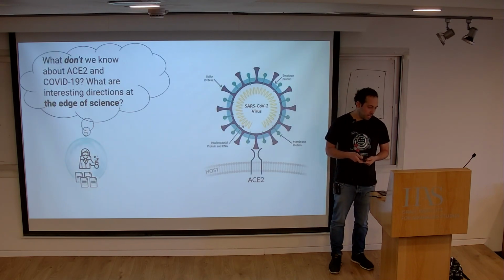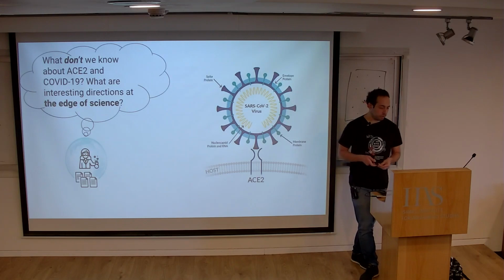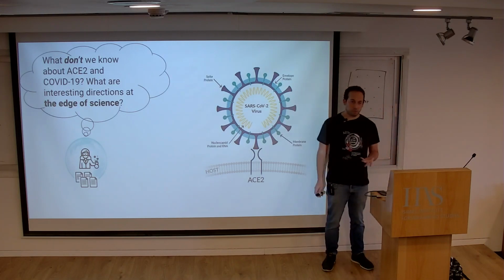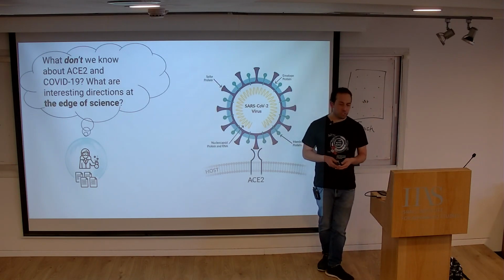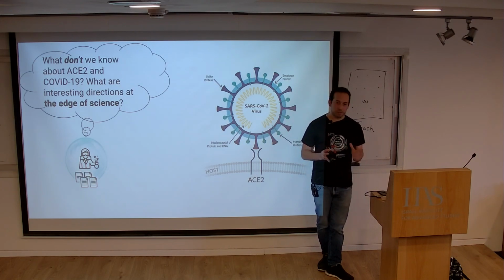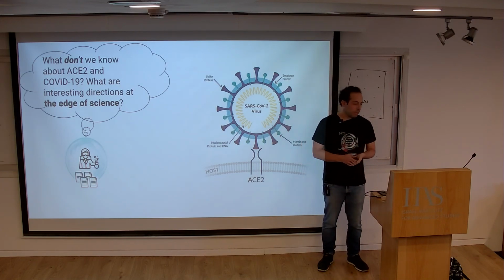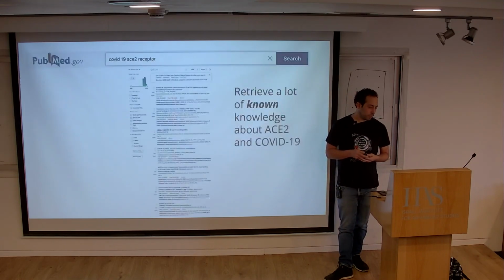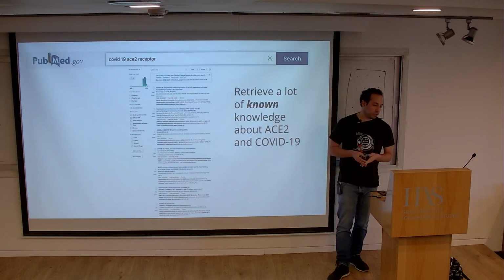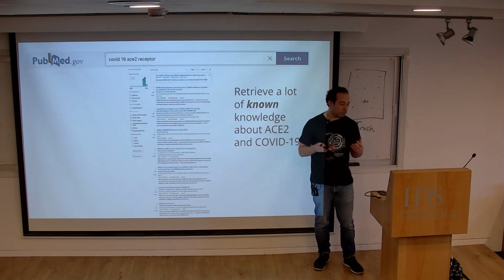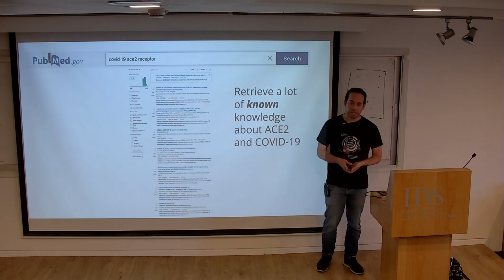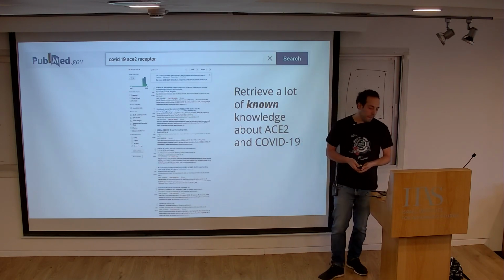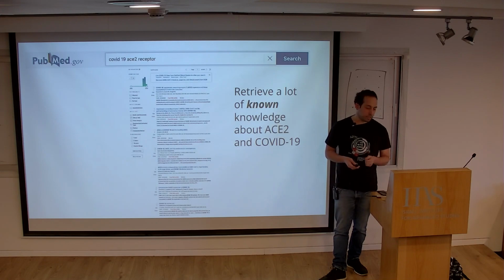So one example you can think about for motivation is, let's say you are a biomedical researcher, and you want to ask, what don't we know about the ACE2 receptor in COVID-19? What are some interesting directions at the edge of science around this very well-studied combination of topics? So when you go to PubMed and you search for COVID-19, the ACE2 receptor, obviously you're going to retrieve a lot of known knowledge about these things because they're right at the heart of the mechanism of COVID-19. So there's a lot of kind of obvious or well-known statements.